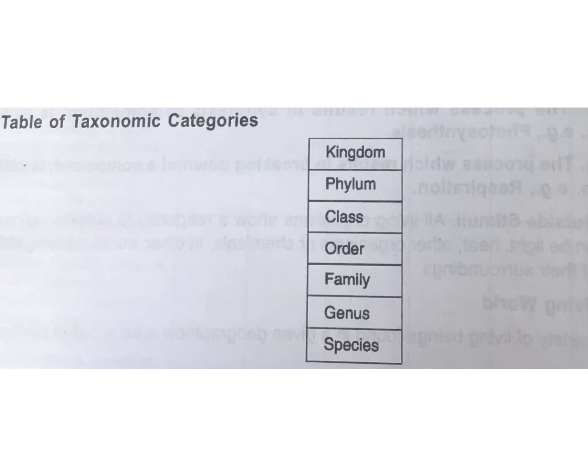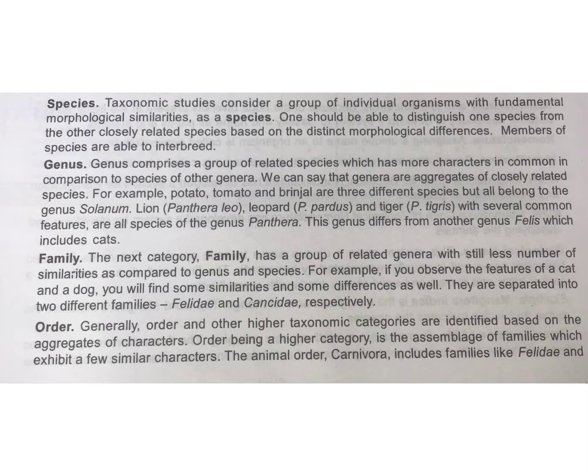The description is also given, but description is not important. Only for reference I have given you the description of species, genus, family and order. Just revise it. No need to write down in the classwork. So all these are indicating certain features, certain dissimilar points or certain similar points.